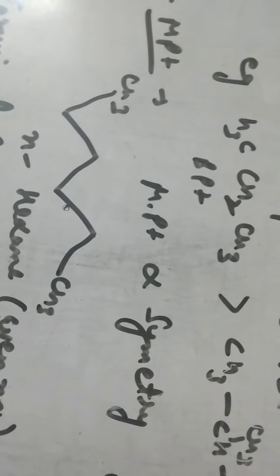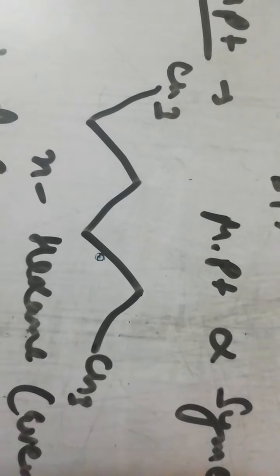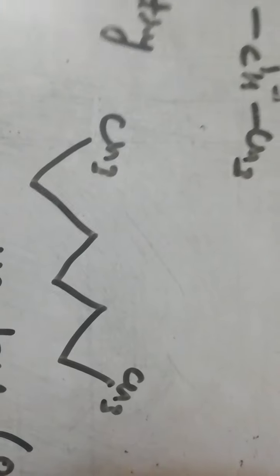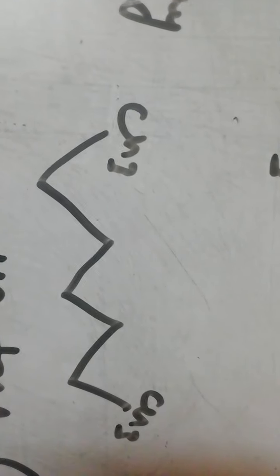Third is melting point. As we know, melting point is directly proportional to the symmetry of the compound. For example, we have this compound normal hexane, that is carbon number 1, 2, 3, 4, 5 and 6. This is normal hexane having an even number of carbon atoms. And one is this compound, normal heptane. This has an odd number of carbon atoms.